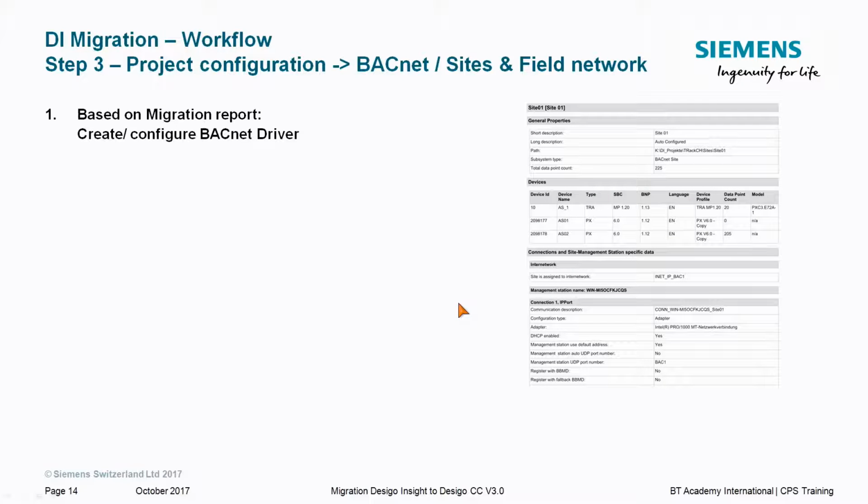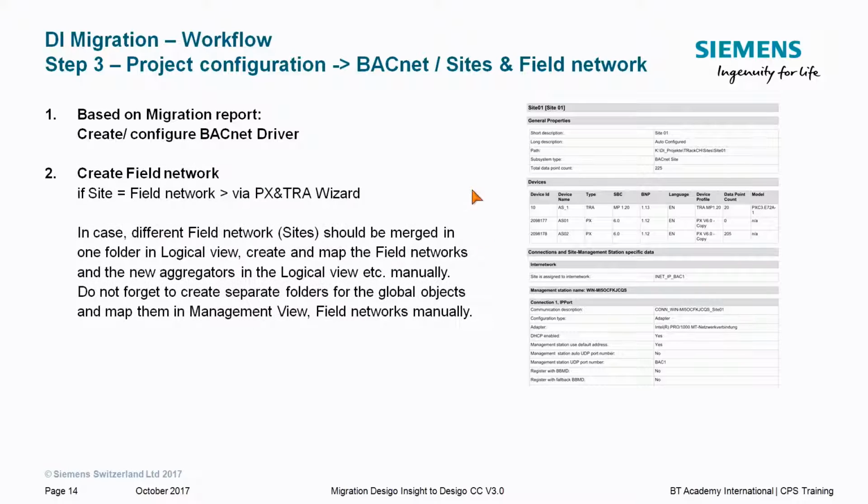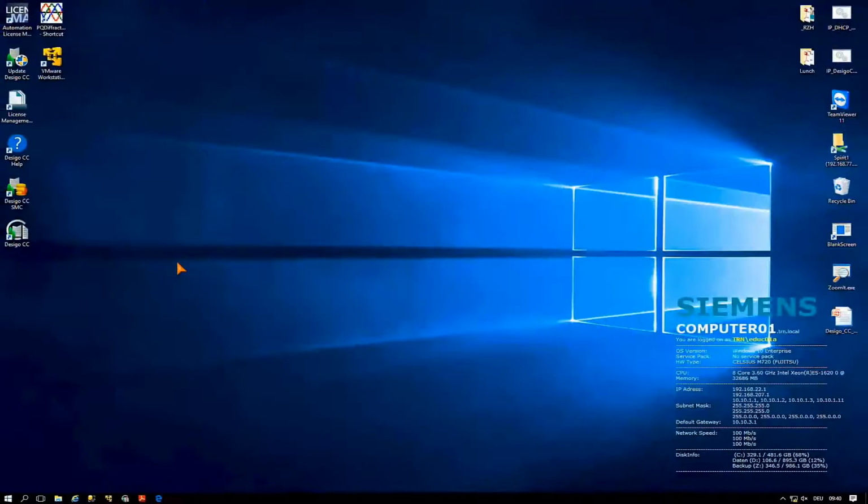And then in the Desigo CC, now this is the migration report. So having the information now here in the system report, we have to create now a network, basically. Recreate the project in the Desigo CC. To save some time, I already created the Desigo CC project. Now I'm coming to this side here.